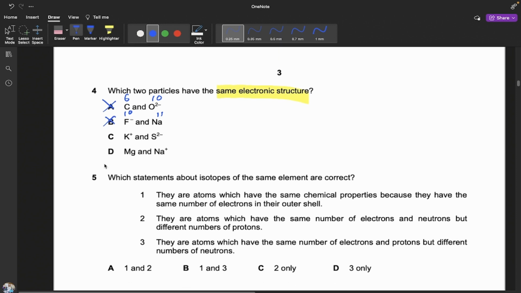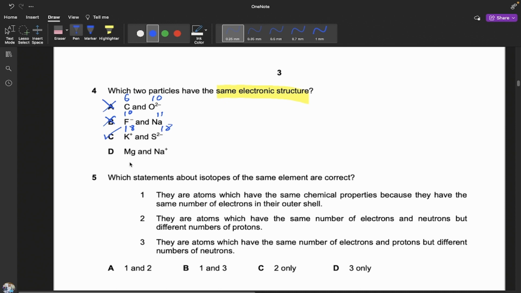Next one, K plus. K plus is how much? K plus is the 19th element, which means it's 18 because it has lost one. Sulfur is below oxygen and it is 16, and that's taken 2, so it's 18. So the answer is C.